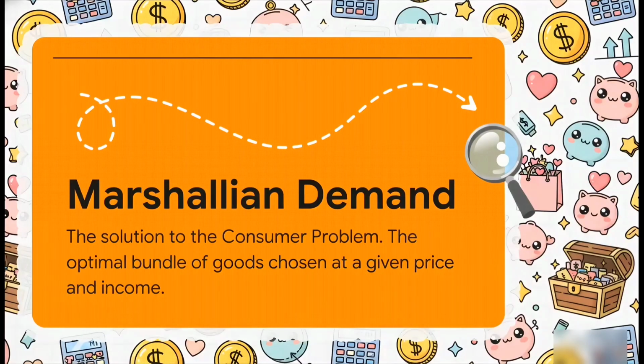And that perfect bundle, the treasure at the end of this whole quest, it actually has a name. It's called Marshallian demand. It is the specific single answer to the question, given how much things cost and how much money I have, what exactly should I buy to be as happy as possible?